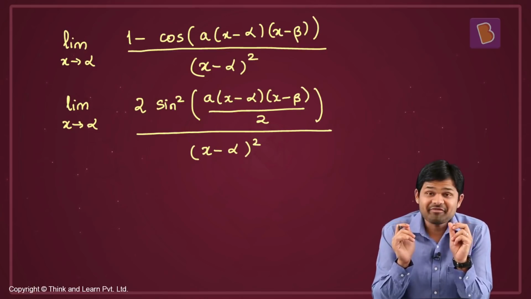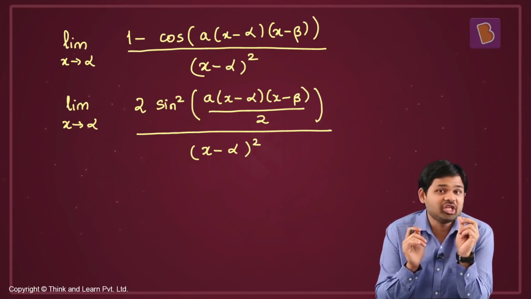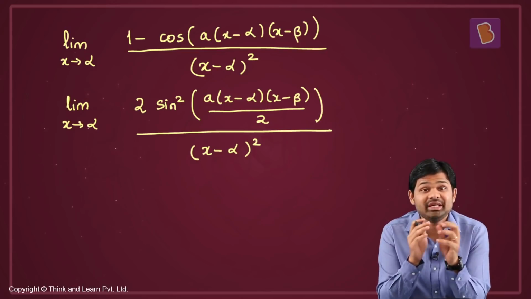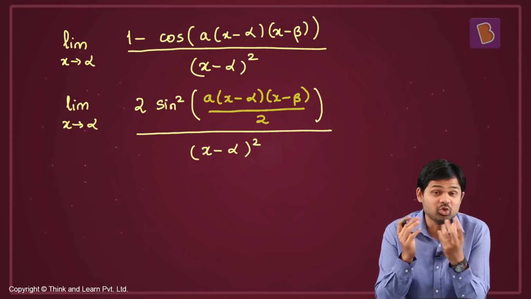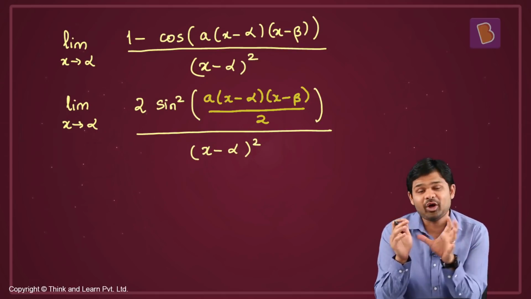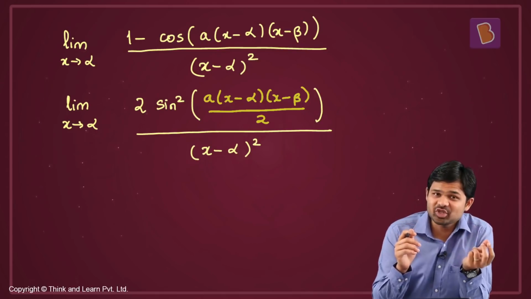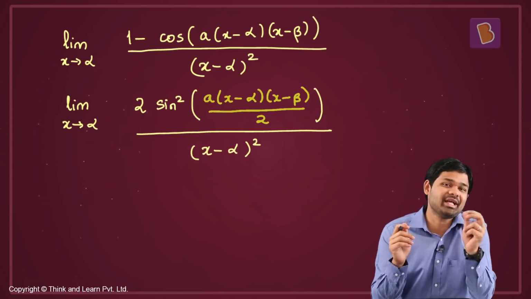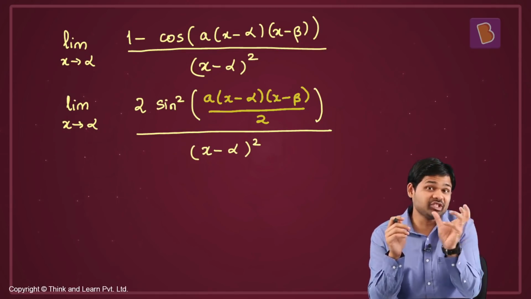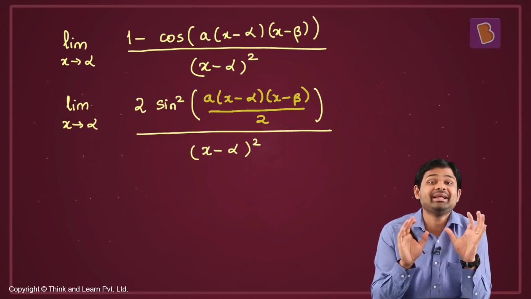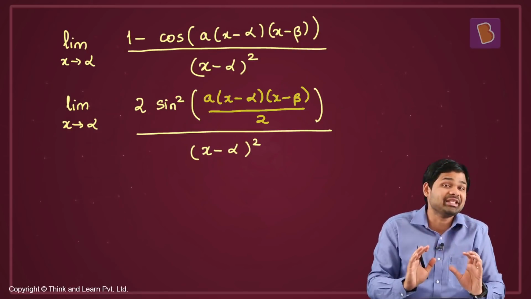Now, if I consider a change of variable, if I consider a x minus alpha into x minus beta divided by 2 as my new variable, with the limit, and all this going to 0, because if x goes to alpha, a times x minus alpha times x minus beta divided by 2 goes to 0, right? So then that is going to be my new variable. If I consider that, then I can somehow bring in the sine theta by theta form.